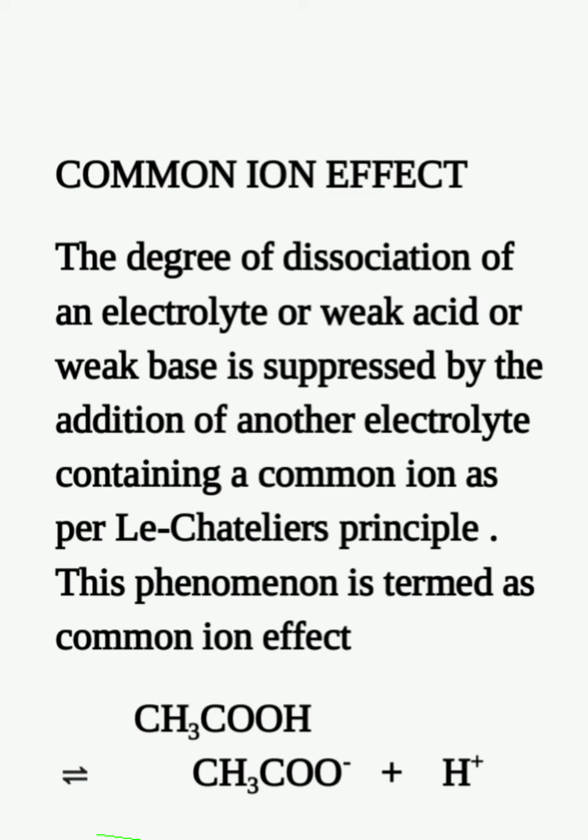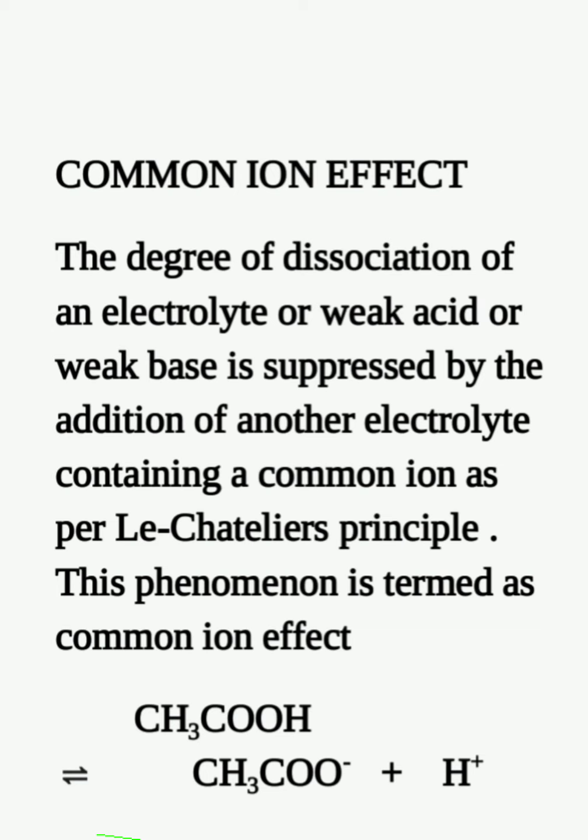Another example: we are taking ammonium hydroxide and ammonium chloride. Ammonium hydroxide will dissociate as NH4 plus and OH minus ion. We are adding another electrolyte, ammonium chloride, NH4Cl. It will dissociate as NH4 plus and Cl minus ion. So in the reaction medium, both have the common ion ammonium, and the ammonium ion concentration is increasing, that is on the product side. So according to Le Chatelier's principle, the backward reaction will take place.